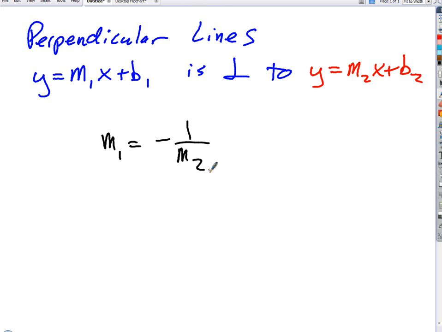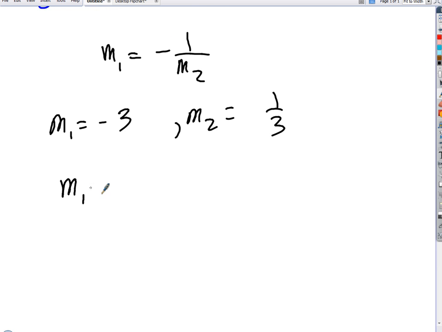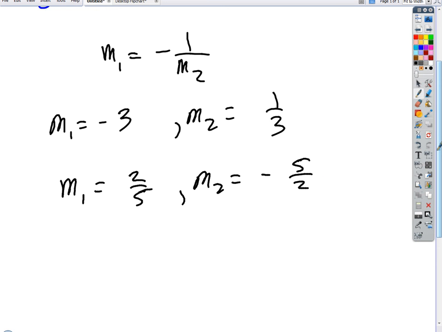Okay. So for example, what if m1 is -3? What's m2? 3. No. 1/3. There we go. Good. What if m1 is positive 2/5? -5/2. Oh, bingo. Okay. All right. That's probably good for one day.